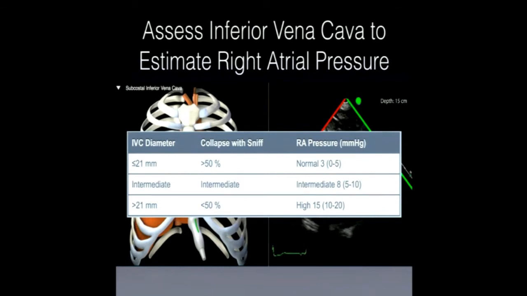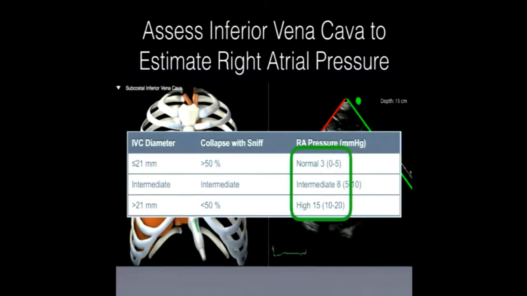And then there's an indeterminate range, as in everything, and then there's a more congested range, which is when the IVC diameter is greater than 21 millimeters, and when they sniff, you don't see it collapse at all, okay? So then we can come up with estimates of the right atrial pressure based on this. 3, 8, or 15 are the sort of rounded numbers in the middle of those ranges, okay?